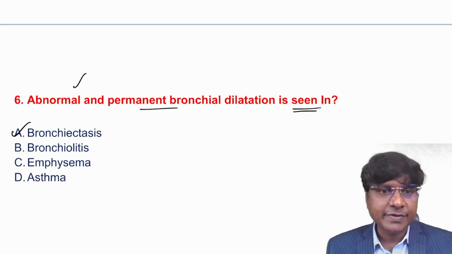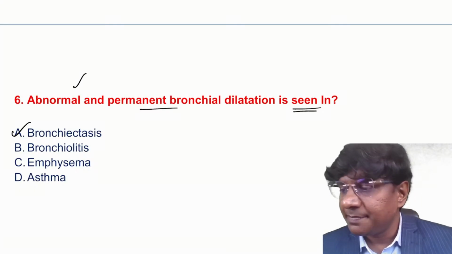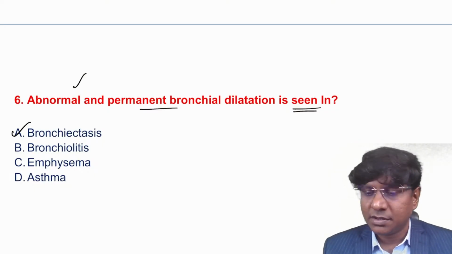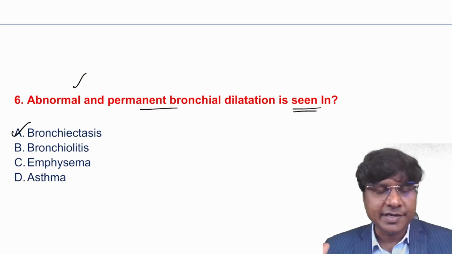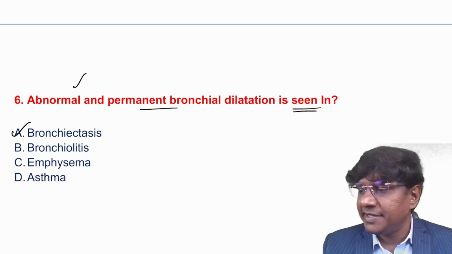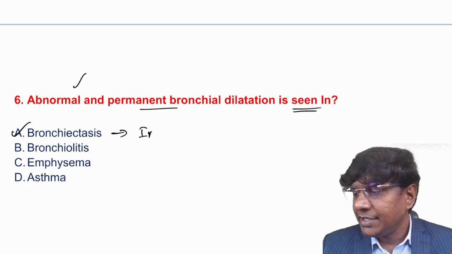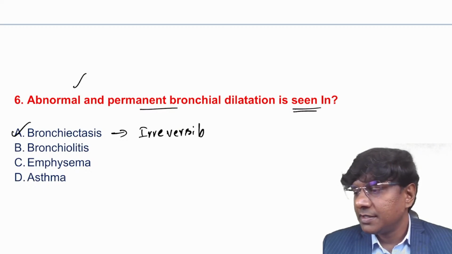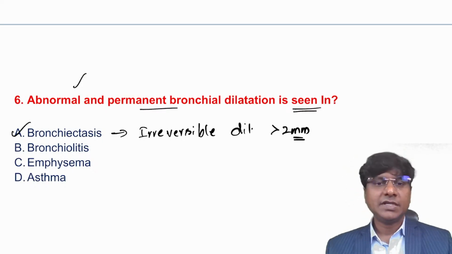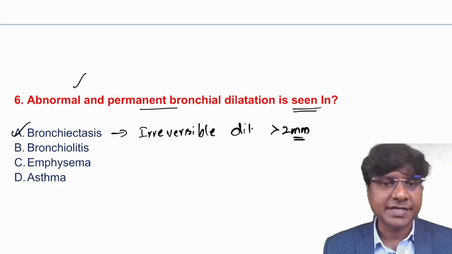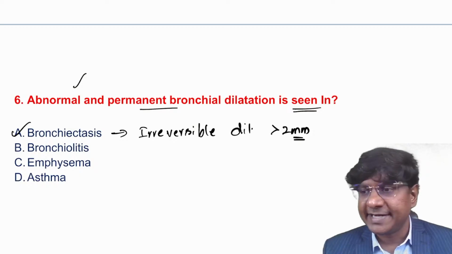Now in this question, abnormal and permanent dilatation of the airway is seen in bronchiectasis. Bronchiectasis is mainly a disorder of the medium-sized airways, and you will notice irreversible dilatation of the medium-sized airway by more than 2 mm. That is what you will observe in bronchiectasis.